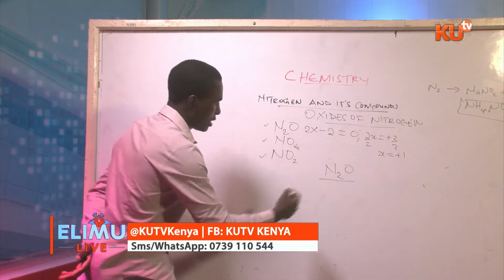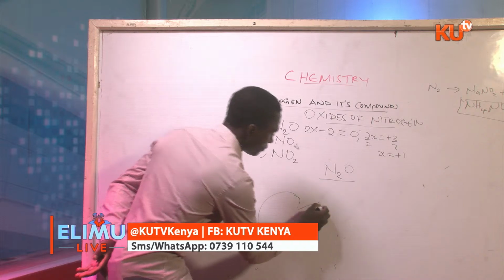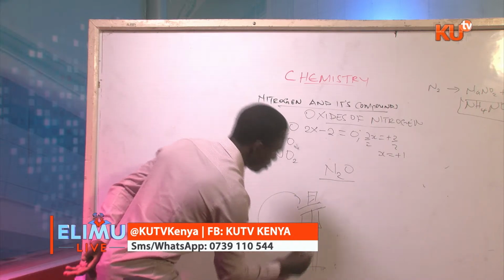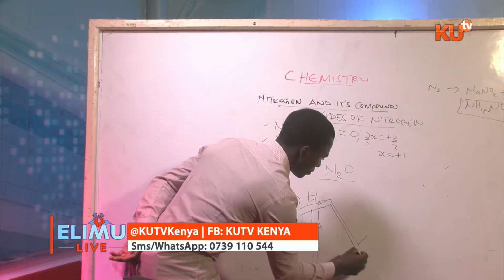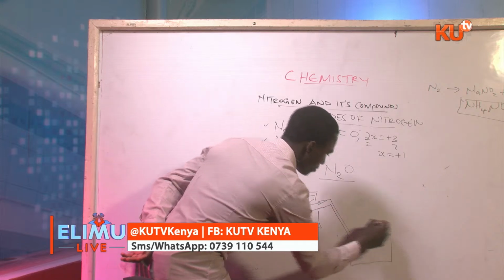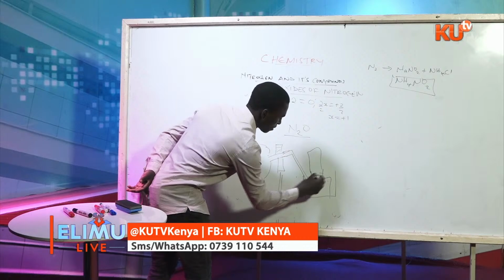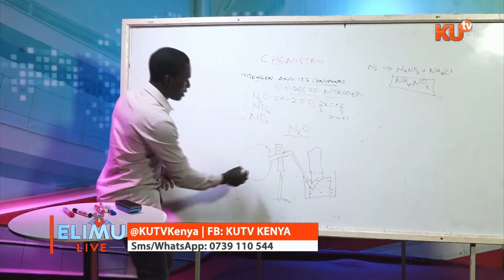To obtain nitrogen 1 oxide, simply, this is the setup. Just similar to the other one. The method of collection is just the same. But now I want you to note the differences and the similarities.